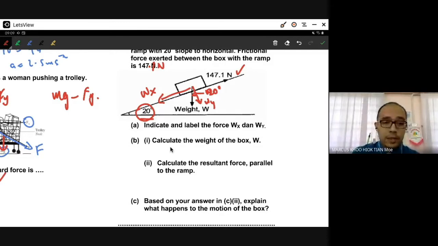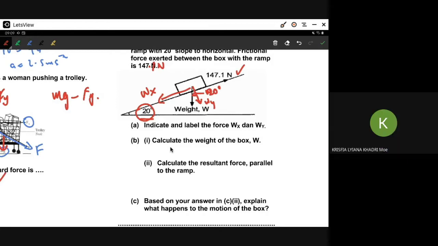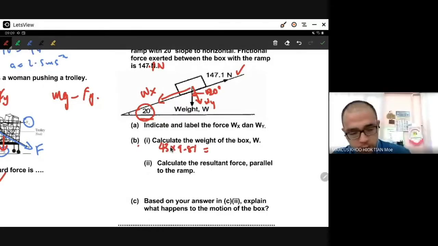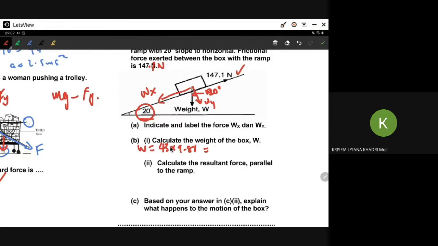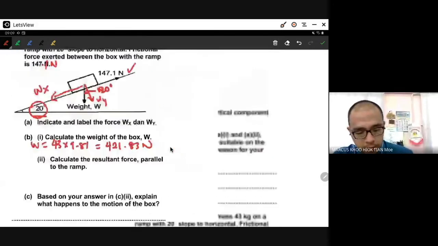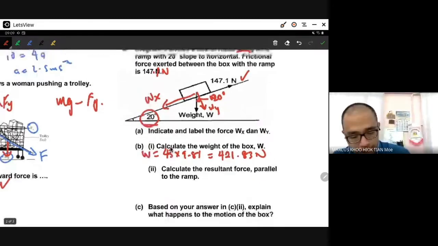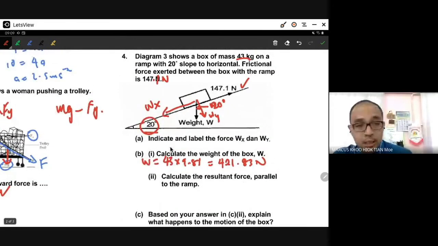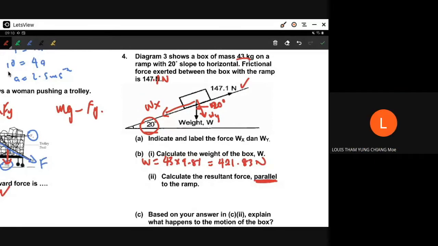Calculate the weight of the box. Crispia. 43 times 9.81, which is 421.83 newtons. Okay, very good. Calculate the resultant force parallel to the ramp. Parallel means kita kena cari apa dulu? Louis, what do you have to find first?